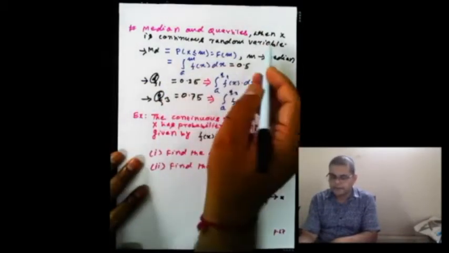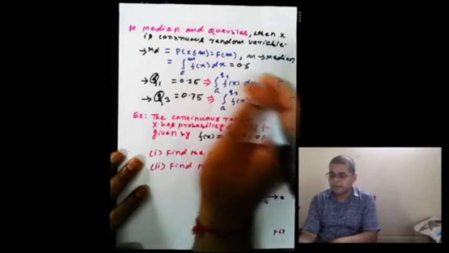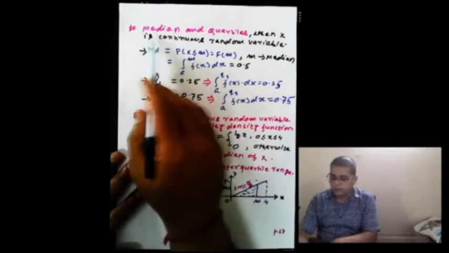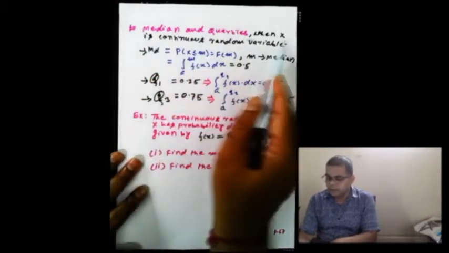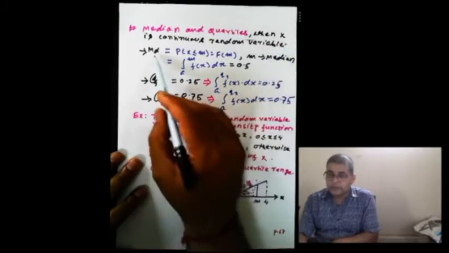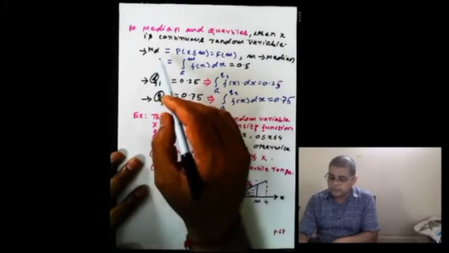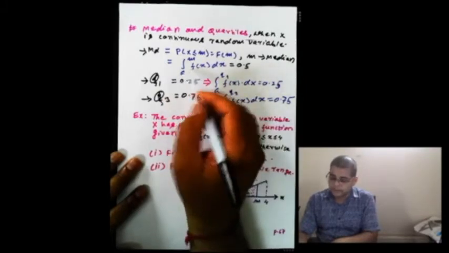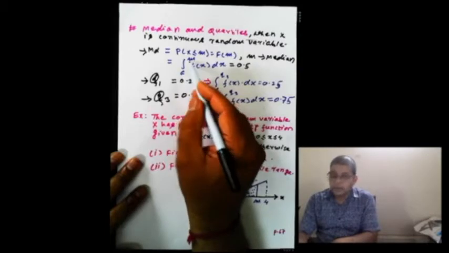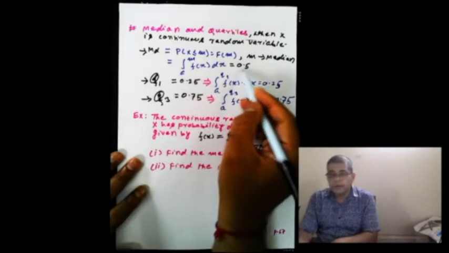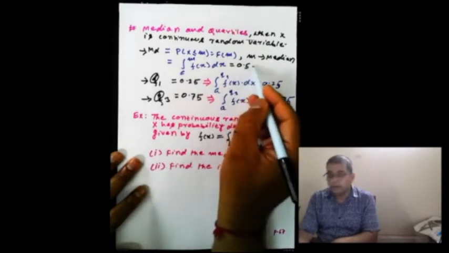We shall now discuss how to find the median and quartiles in the continuous probability distribution case. So here our topic is median and quartiles when x is a continuous random variable. You know that the median takes 50% of the value. Therefore, if you integrate the given probability density function from the lower limit to m, the middle point, then that will cover the area of 50%, that is 0.5.